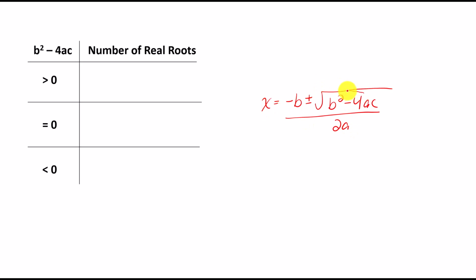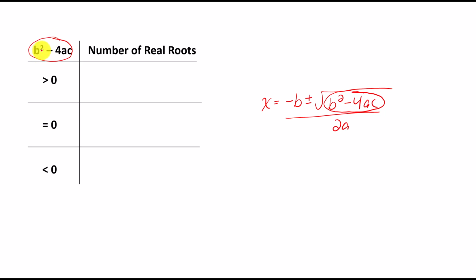The discriminant is the part inside the radical. It's the part inside the square root but not including the square root. So this is our discriminant. It's just b squared minus 4ac. And using just that bit of information can tell us a few things.